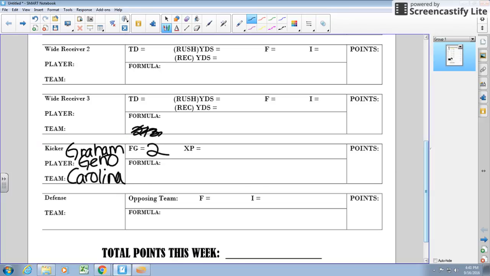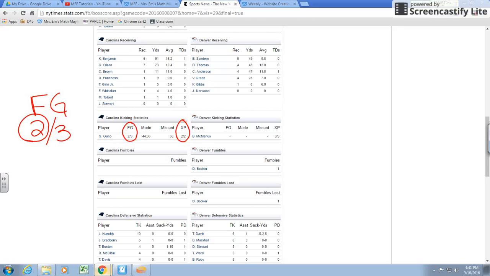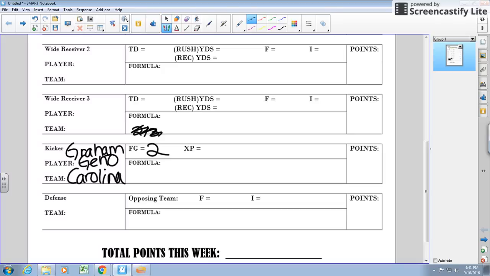So that's my score. Now, the extra point, I go back and I look. And on that, it says extra point is 2 out of 2, which means he attempted an extra point twice and he made both. So that means his extra point score is 2.